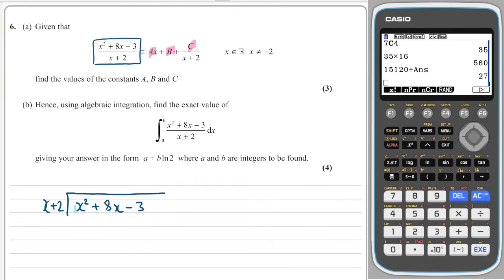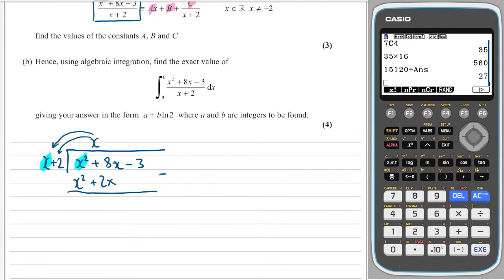So what I like to do is look at the lead term and the lead term of the divisor, and then divide one by the other. So how many x goes into x squared? Just 1x. And then I multiply that down by the x and by the 2. So x times x is x squared, and x times 2 is 2x. And then we subtract.